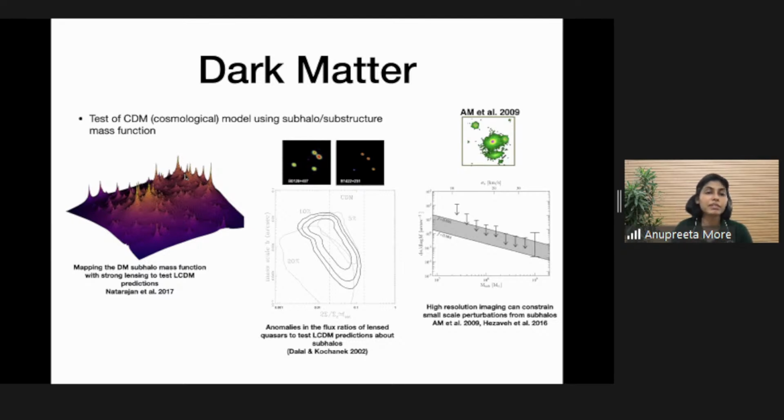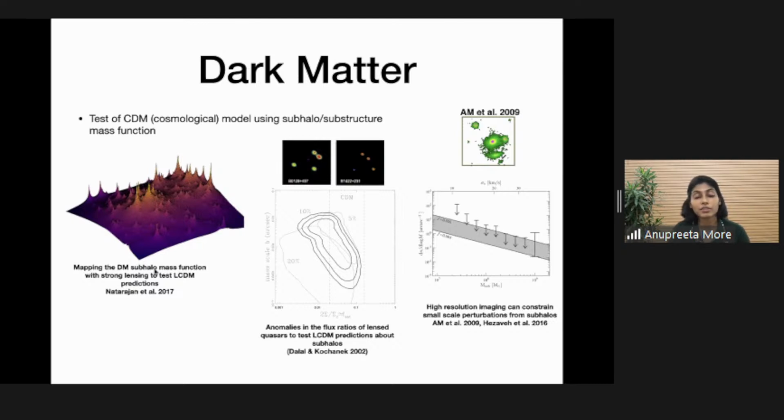So all these peaks that you're seeing, these are the locations of the dark matter subhalos within a galaxy cluster. So by analyzing these rich strong lensing galaxy clusters, you can build this kind of distribution of the subhalo population within the galaxy cluster. And again, we can get a constraint on how the subhalo mass function should look like.